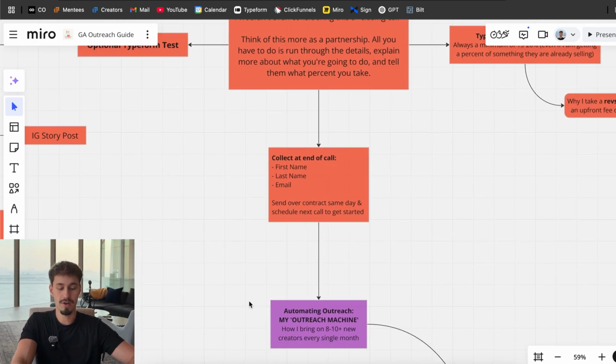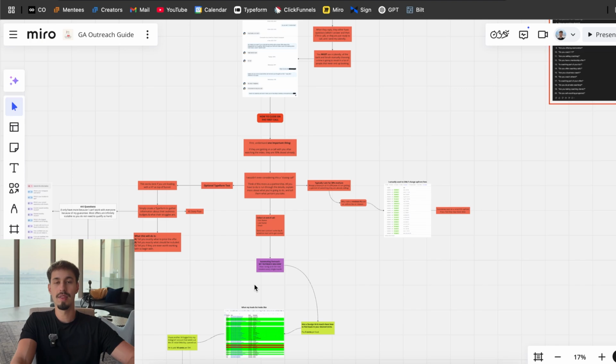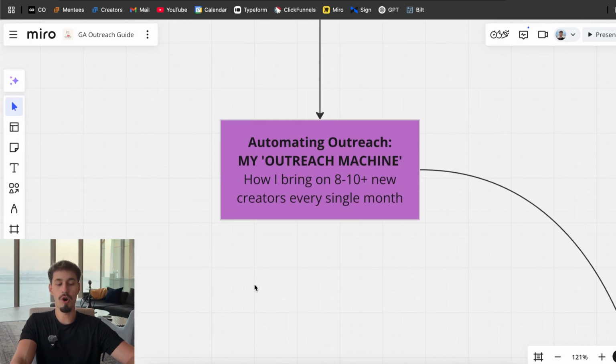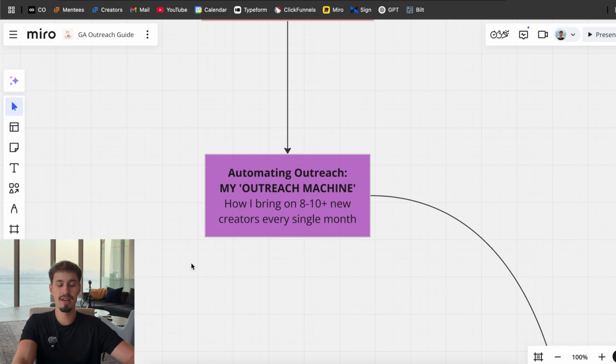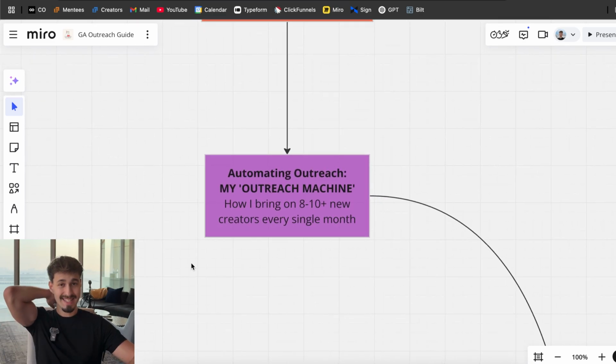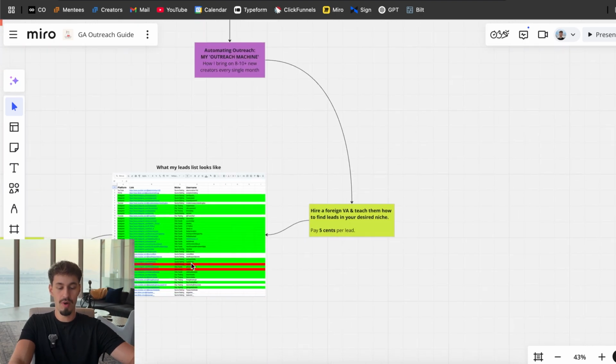Don't overcomplicate the contract. Now, the best part, how do I automate this? So automating the outreach. My outreach machine, how I bring on 8 to 10 new creators every single month, exactly how I automate it, how much I spend doing this. I'm giving the entire breakdown right here.